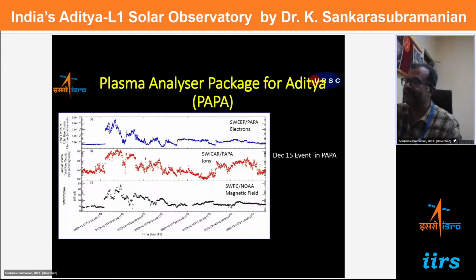Here are measurements of the magnetic field from the NOVA satellite. You can see that these particles do carry the magnetic fields along with them, which is an important element for space weather phenomena.